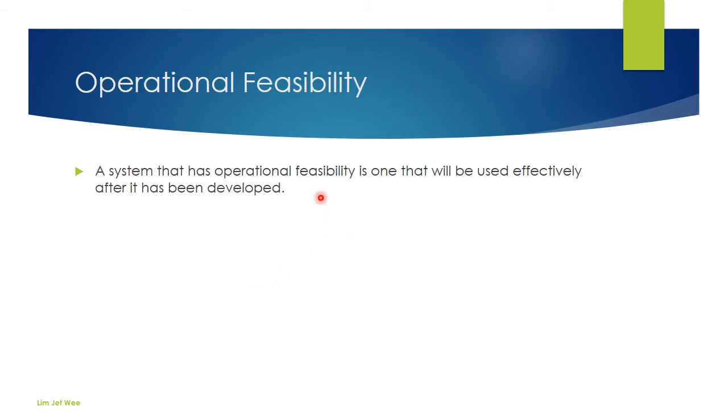Now, a system that has operational feasibility is one that will be used effectively after it has been developed. What does it mean? The problem with the developer is sometimes the developer does not actually know the work that is done on the ground. If a developer develops a system that cannot work on the ground level, where it's going to be implemented, then it is deemed operationally infeasible, or not feasible.